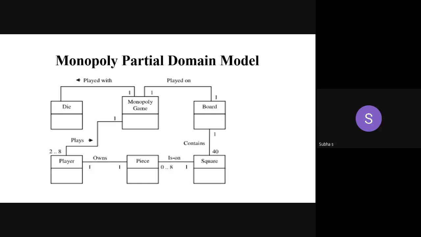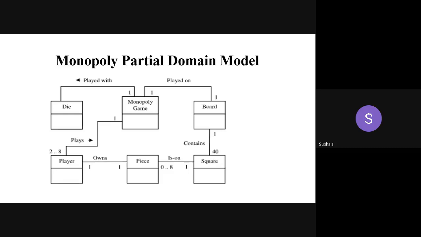So these are the 6 different classes that are identified. We saw it in the last session itself. Die is considered as one class, the Monopoly game itself as another class, Board as one class, then Player, Piece and Square. Now note down the multiplicities.